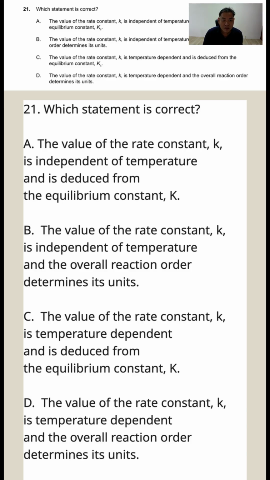Option A: the rate constant, small k, is independent of temperature and is deduced from the equilibrium constant Kc. Option B: the rate constant is independent of temperature and the overall reaction determines its units. Option C: the rate constant, small k, is temperature dependent and deduced from the equilibrium constant Kc. And option D: the value of the rate constant k is temperature dependent and the overall reaction order determines its units. So we must choose one of these options.